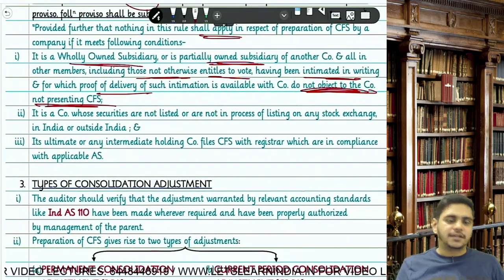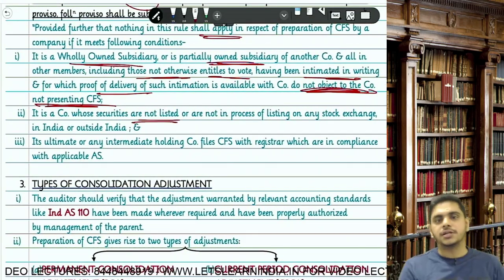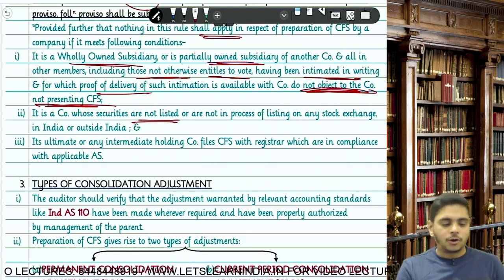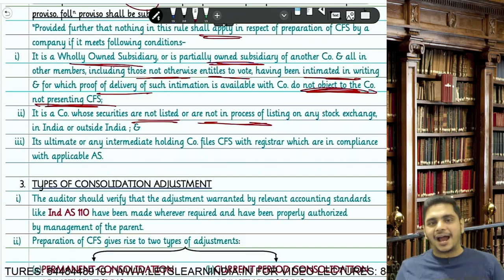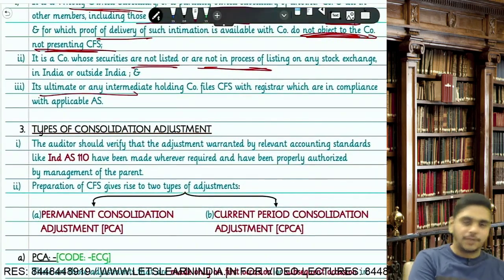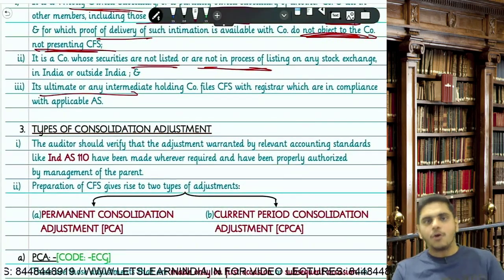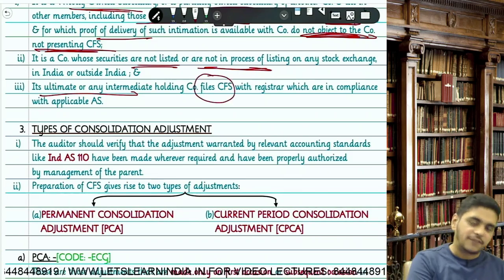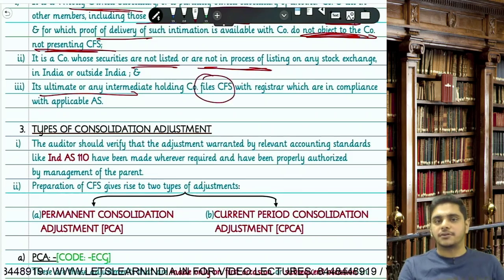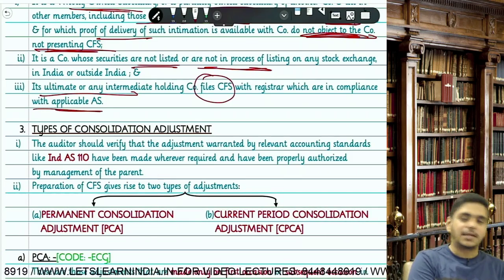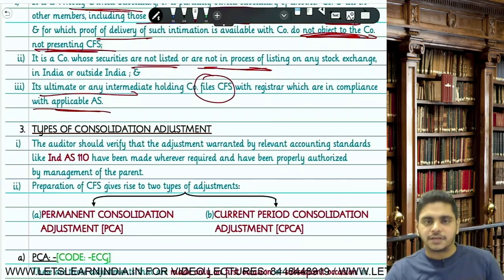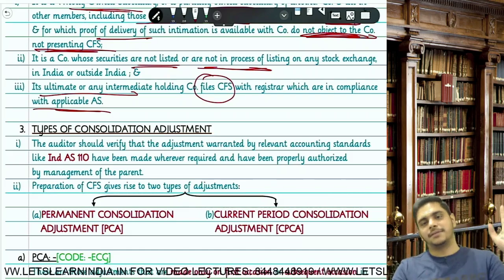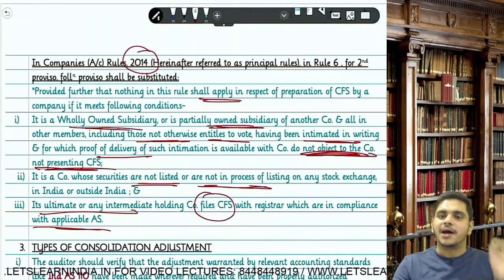And it is a company whose securities are not listed or are not in the process of listing. Neither is it a listed company nor does it want to get listed. And its ultimate holding company, if an ultimate holding company is there, or the intermediate holding company, files the CFS, that means the Dadaji prepares the CFS with ROC, which are in compliance with applicable AS. So you prepare the CFS. The Dadaji prepares the CFS, then B Limited, you are exempted.